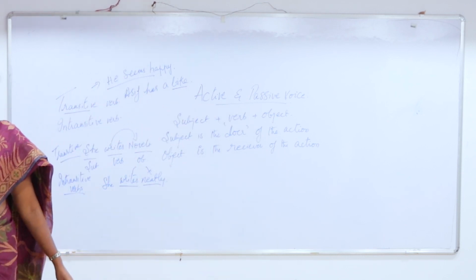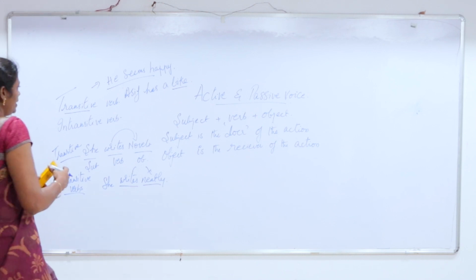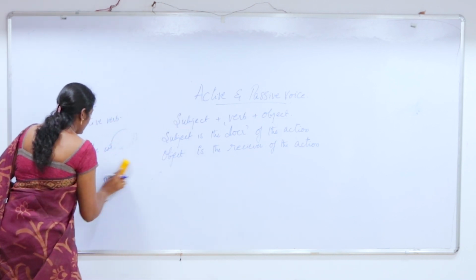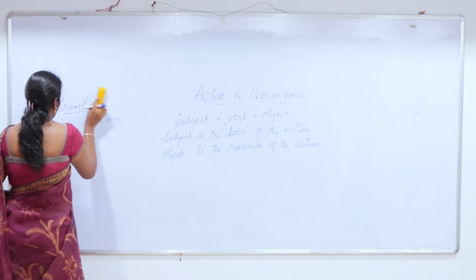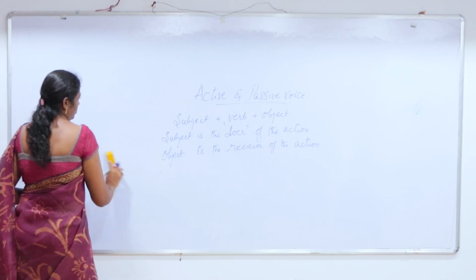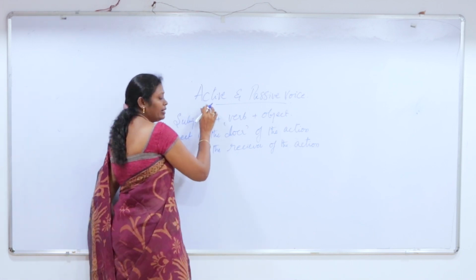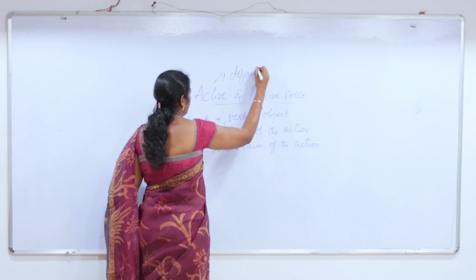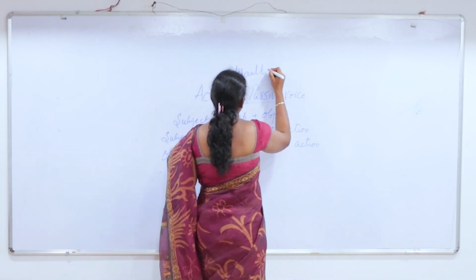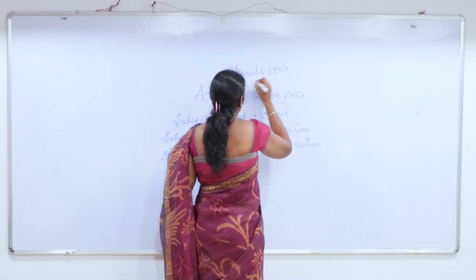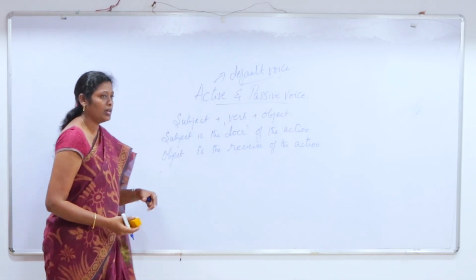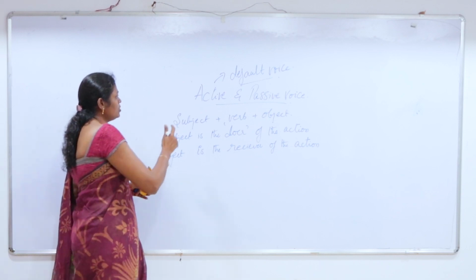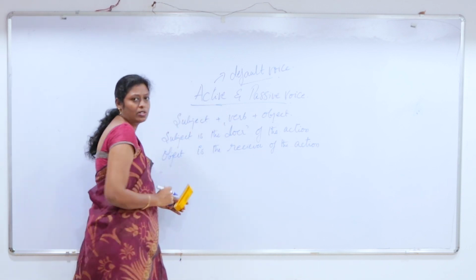Now let's focus on the topic. As I told you, in the active voice, the subject is the doer of the action. And this active voice is also called the default voice. Why is it called the default voice? When we look into the subject, most of the sentences are in active voice.